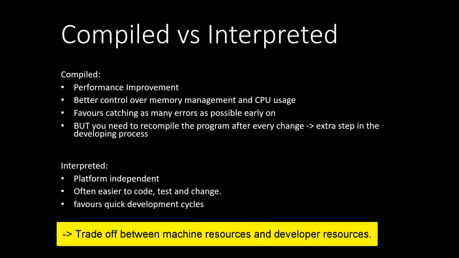Really, the big picture trade-off is a bit like you trade machine resources against developer resources. A program that is run on a compiled language might have better performance, so run faster, but you might have spent much more time developing it. And an interpreted language might run slower, but you have developed the program faster. But you know, people argue about this all the time.